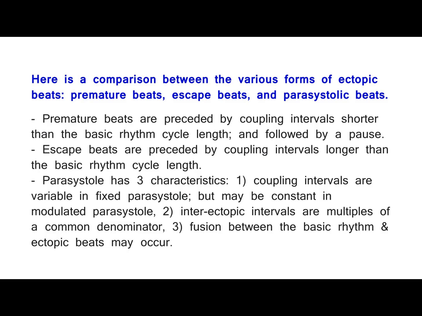Premature beats are preceded by coupling intervals shorter than the basic rhythm cycle length, and followed by a pause. Escape beats are preceded by coupling intervals longer than the basic rhythm cycle length. Parasystole has three characteristics. 1. Coupling intervals are variable in fixed parasystole, but may be constant in modulated parasystole. 2. Interectopic intervals are multiples of a common denominator. 3. Fusion between the basic rhythm and ectopic beats may occur.